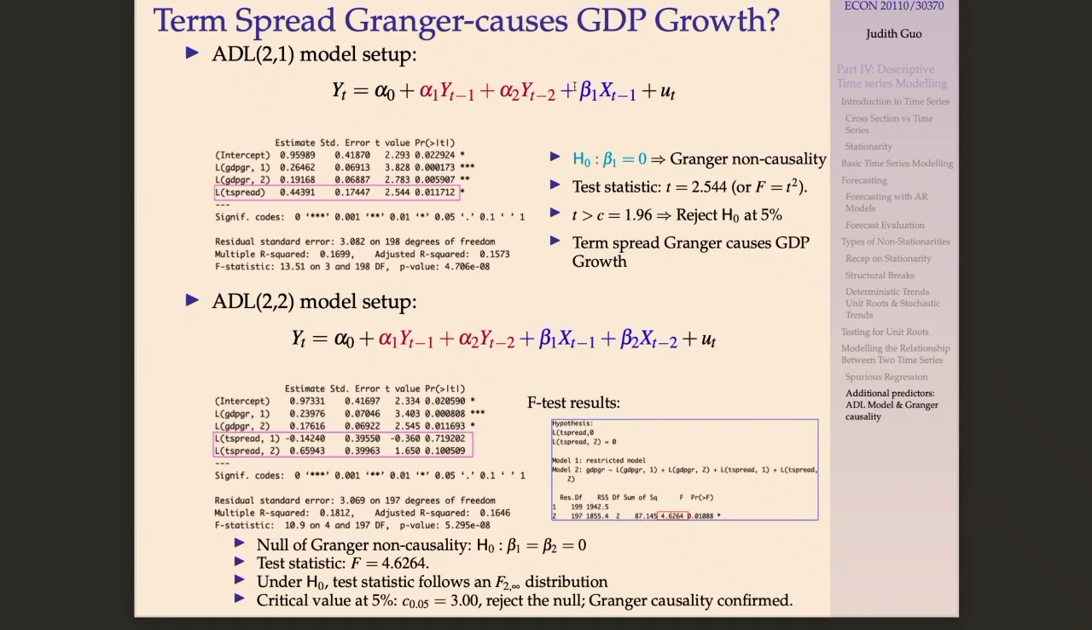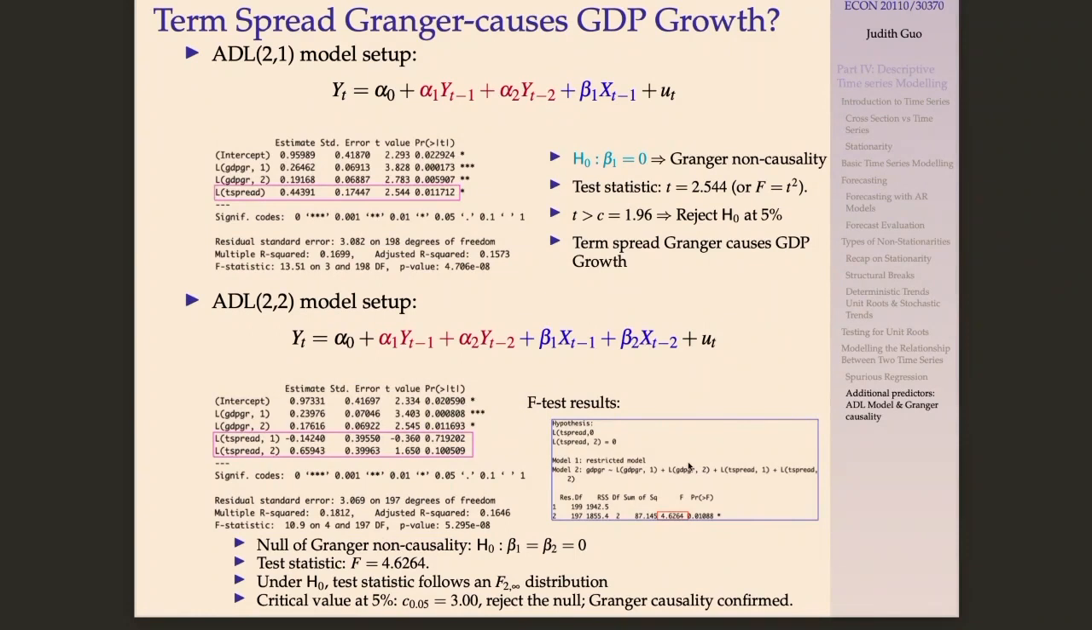If instead we model an ADL(2,2), then we can no longer use the T statistic, and we need to use the F test. So ADL(2,2) incorporates 2 lags of X. Then testing for Granger non-causality, the null hypothesis is that beta 1 and beta 2 are jointly 0. The left figure is the regression output. The one on the right gives you the F-test results. And you can see that the F statistic is 4.6.